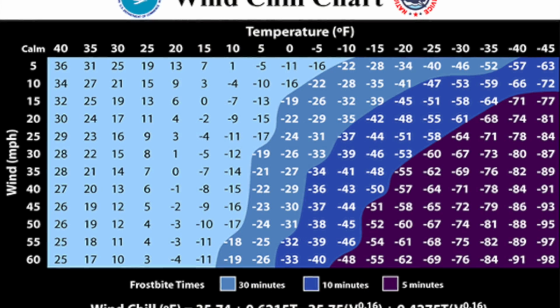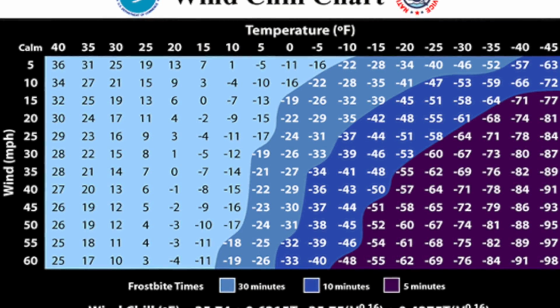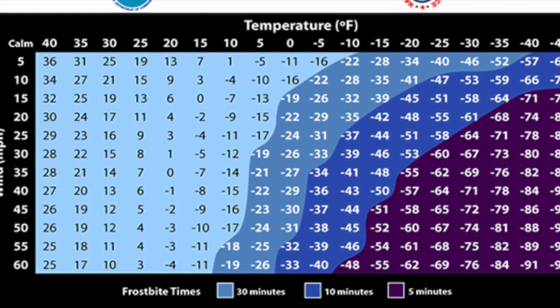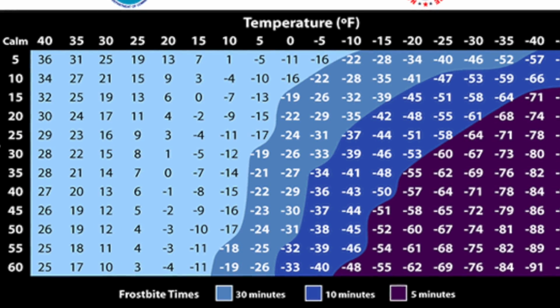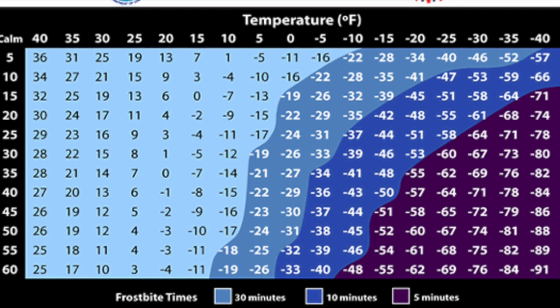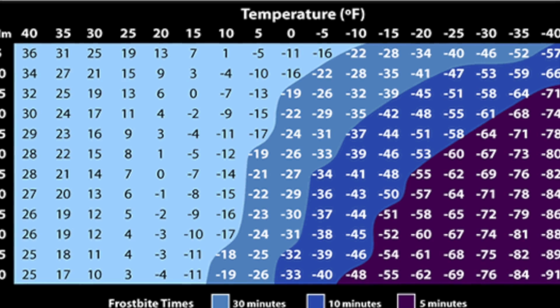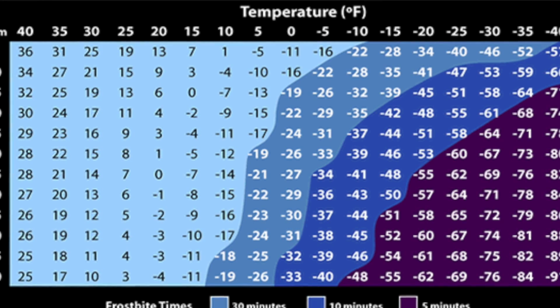Okay, so this is a wind chill chart. It's basically like the heat index chart, except the complete opposite. There are higher winds with lower temperatures. It makes it extremely low, and it also shows the amount of time you could get frostbite in that temperature.